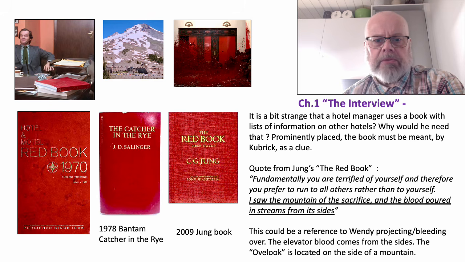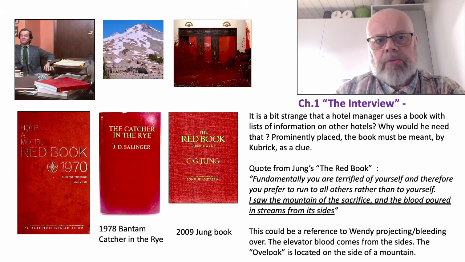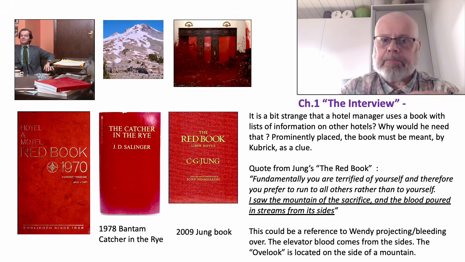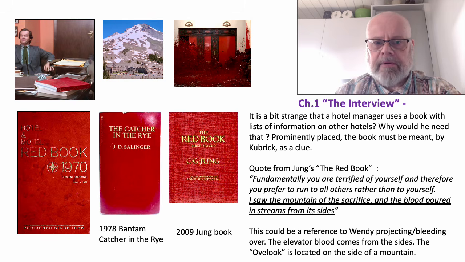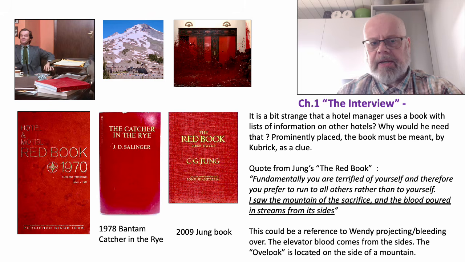I saw the mountain of the sacrifice, and the blood poured in streams from its sides. I mean, the combination of this mountain we are at and the blood running from the elevator, inside this hotel, which is placed on this mountain. So it could be a reference to Wendy projecting bleeding. The elevator blood comes from the sides of the mountain, and the Overlook is located on the side of the mountain.